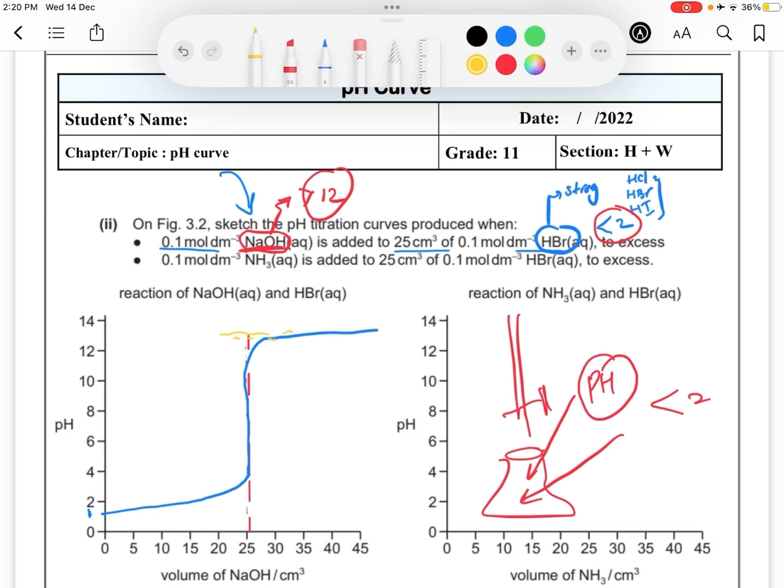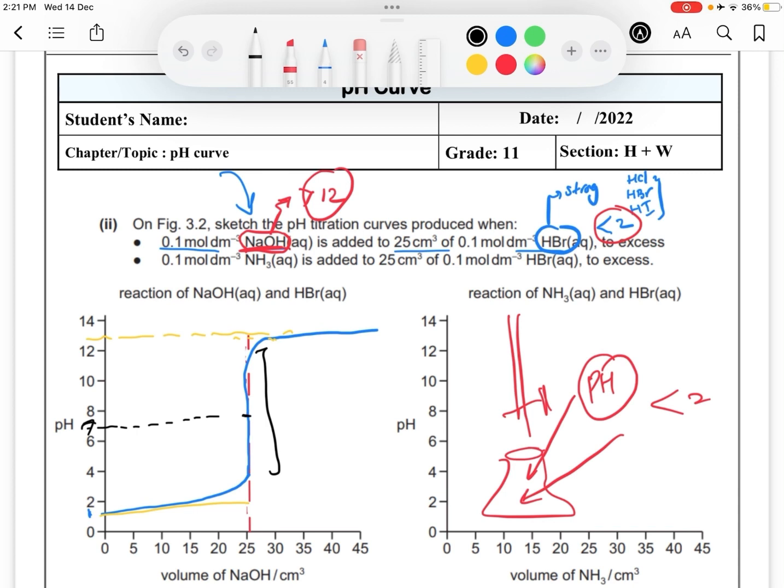We can say that the pH here is greater than 12, and the pH for HBr is below 2. Once the reaction between acid and base is complete, the pH must be 7. So we take the half distance along the vertical line, and it must be equal to 7. And actually it makes sense in this case.